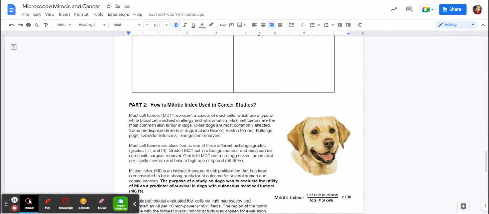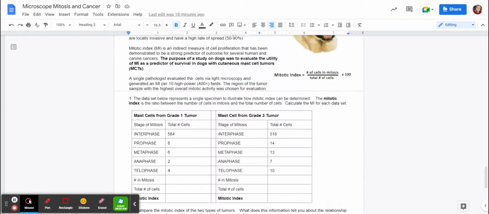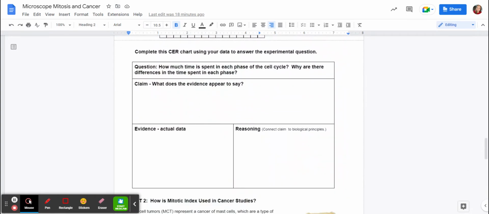The last part of this packet is going to be due tomorrow. To fill out the CER chart, the first thing just says claim. What does the evidence appear to say? So the question you're trying to answer is how much time is spent in each phase of the cell cycle?